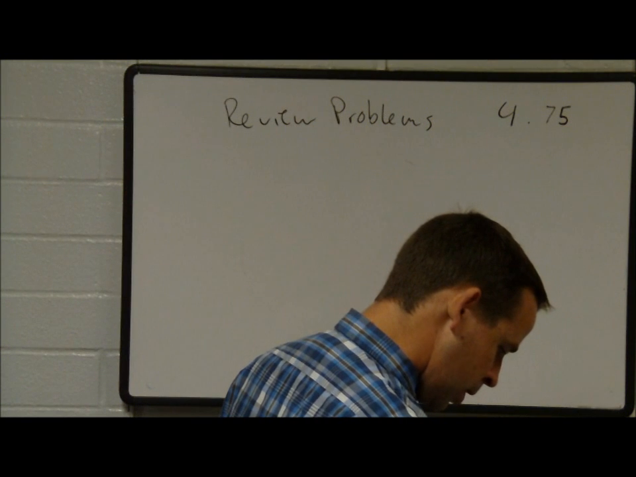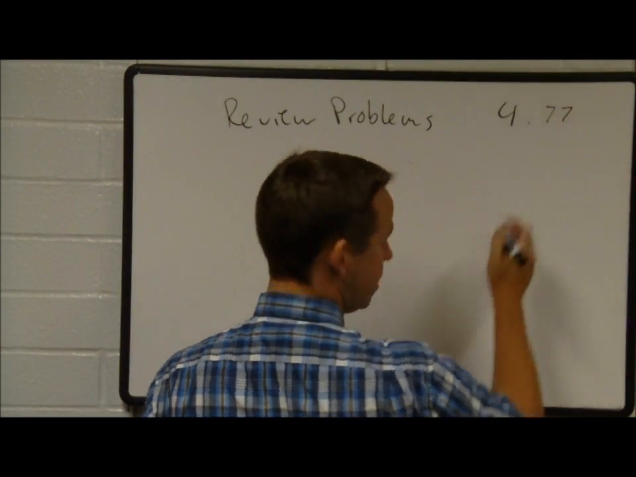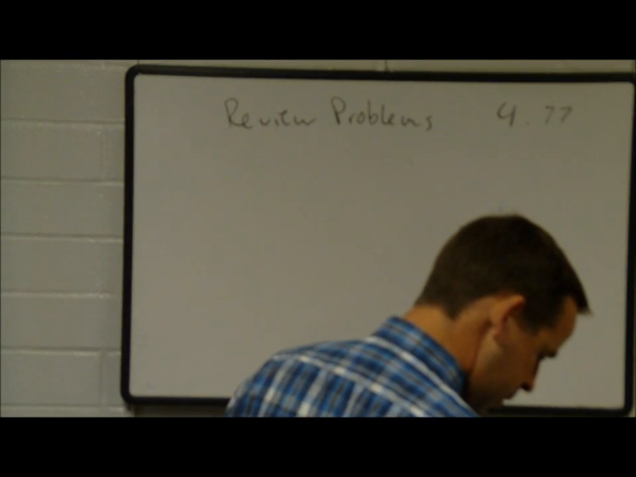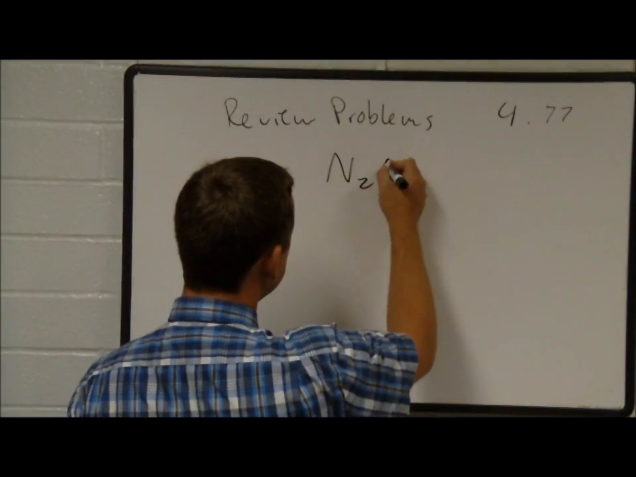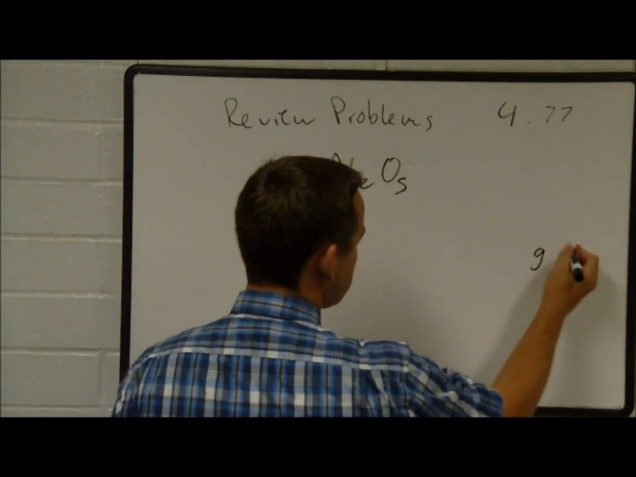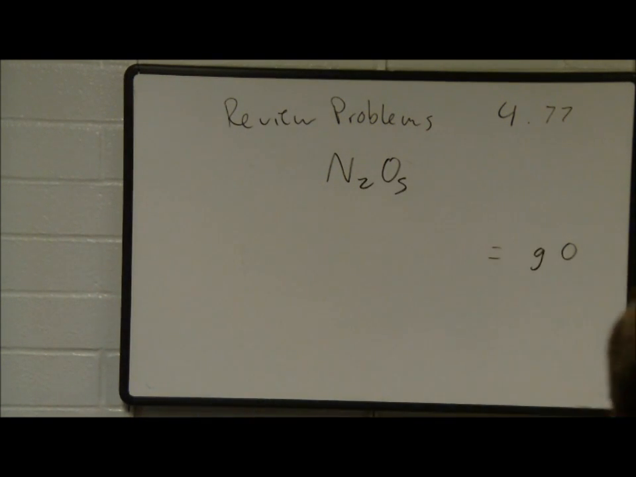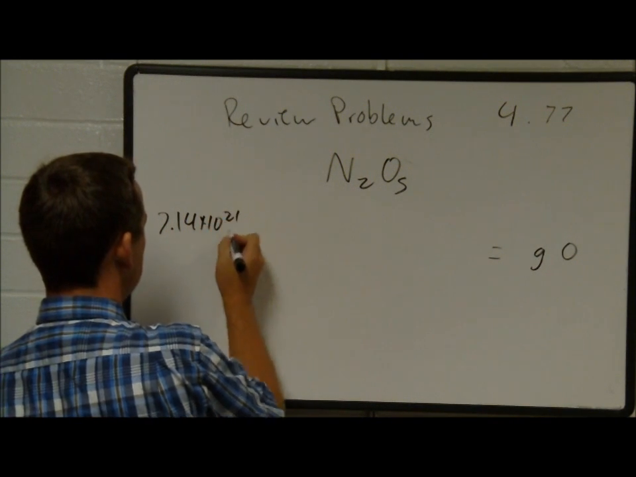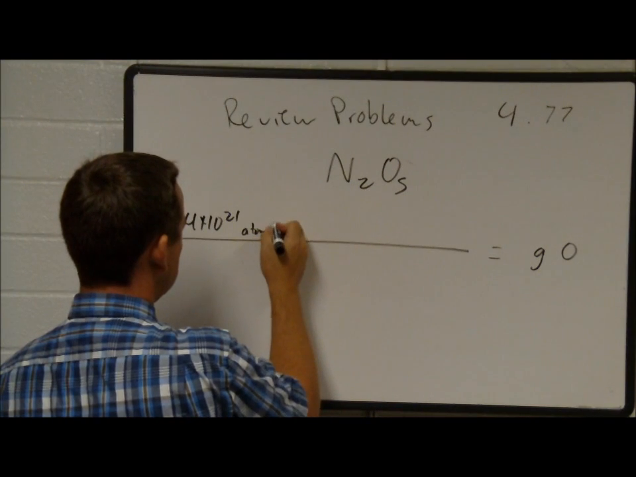All right, 477. How many grams of oxygen are combined with 7.14 times 10 to the 21 atoms of nitrogen in the compound dinitrogen pentoxide? So we're looking for grams of oxygen combined with 7.14 times 10 to the 21 atoms of nitrogen.